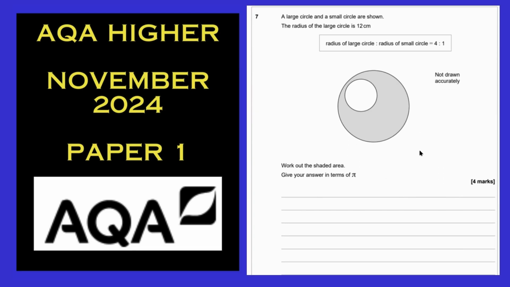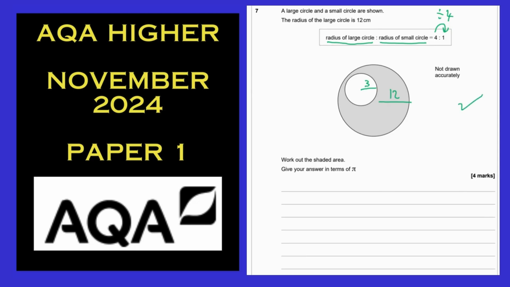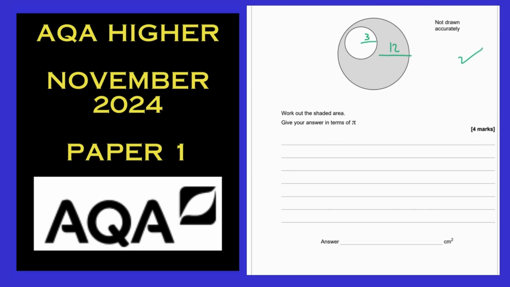Number 7, a little bit wordy, but don't be afraid of them. The radius of the large circle is 12. To go from radius of large to radius of small, we are dividing by 4. So the radius of the small is 3. You bag your first mark. We can now crack on.